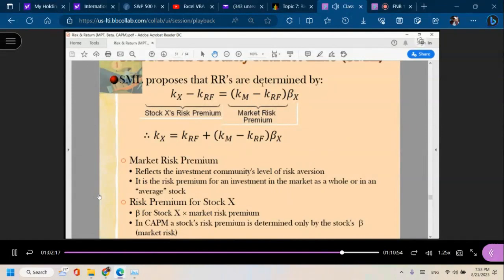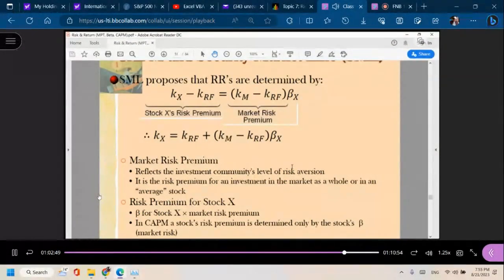And Y equals X times beta. That means what? If Apple's beta is 3, what does that mean? Apple's risk premium will be 3 times the market's risk premium. Doesn't that make sense? Why? If Apple's beta is 3, that means Apple is 3 times as volatile as the market.